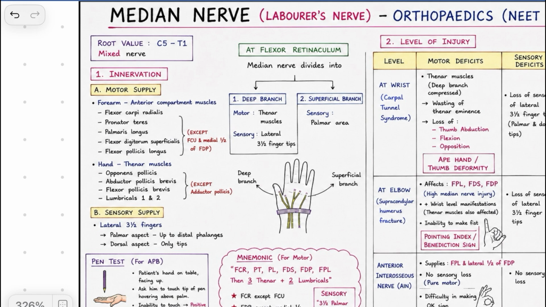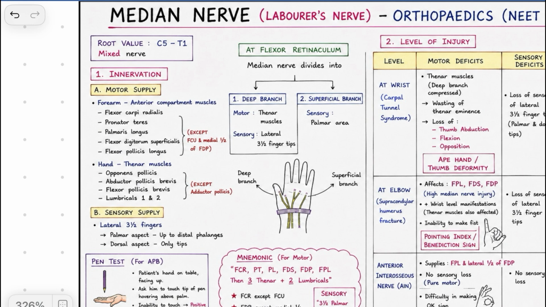Today let's see about the repeatedly asked topic in the NEET PG orthopedics subject, that's median nerve. So let's understand it in a very simple way, so you guys can answer the question as soon as you see some clue points there.